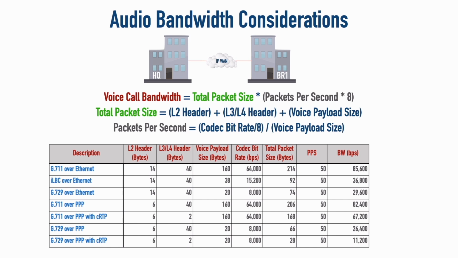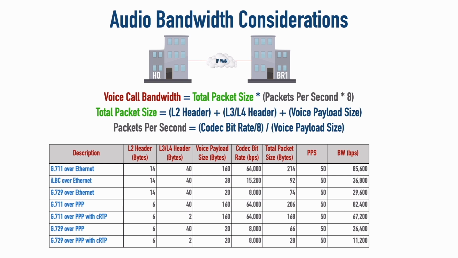We just calculated that G.711 over Ethernet takes up 85.6 kilobits per second. We see that on this table. What about iLBC? That's going to save us some bandwidth, and it's going to take up 36.8 kilobits per second. If we're trying to save even more bandwidth, we could go down to G.729 over Ethernet. That's going to give us 29.6 kilobits per second. And each time we go down a little bit in bandwidth, we're typically sacrificing a little bit of voice quality. And iLBC is considered to be better quality than G.729.